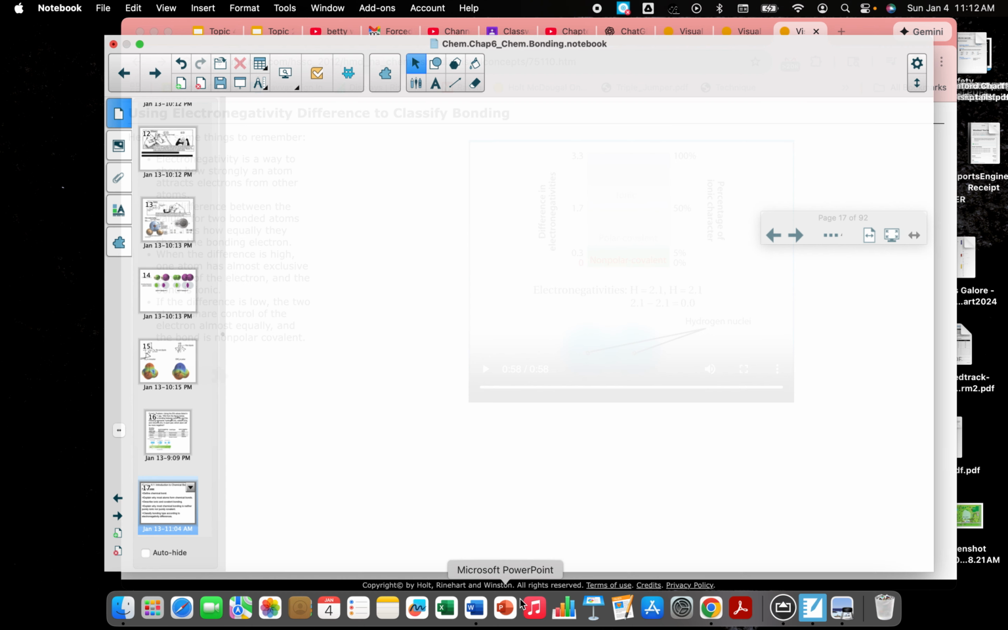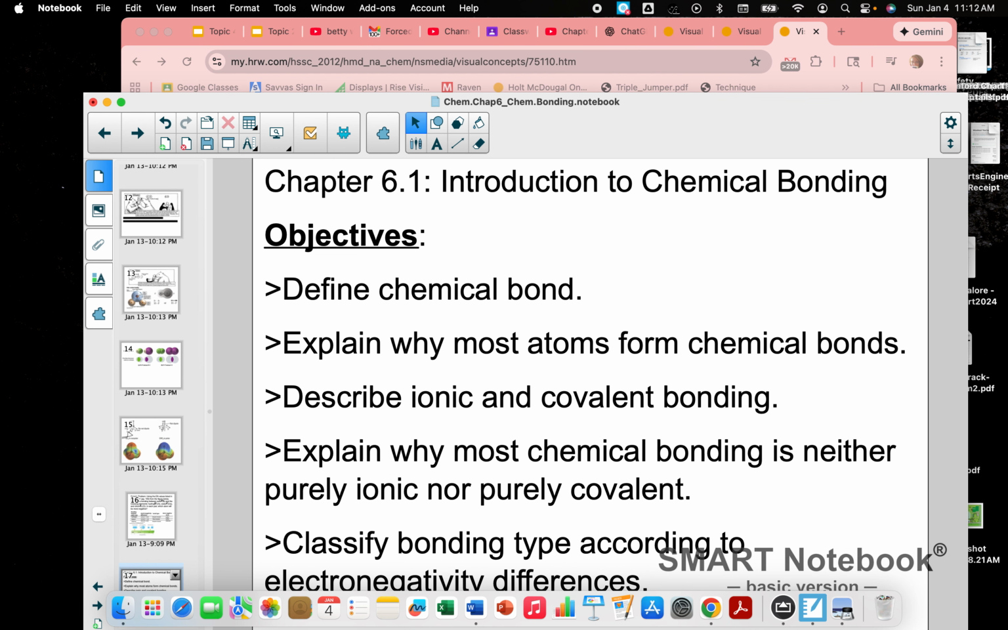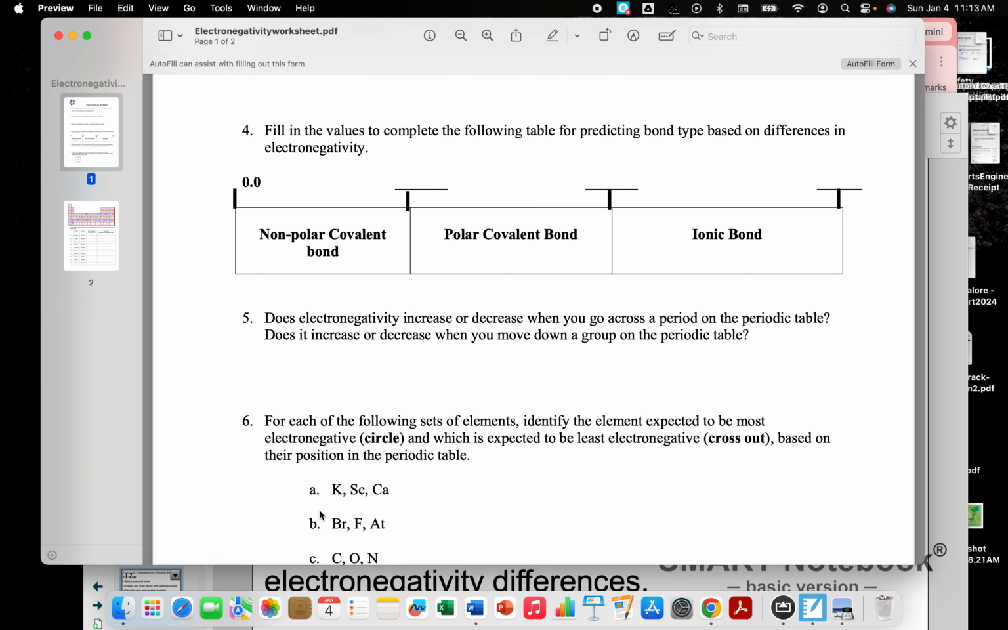Okay, so I'm going to pull up the worksheet here. It's going to look something like this. Some short answer. How are ionic bonds different from covalent bonds? How are polar covalent bonds different from nonpolar covalent bonds? How do we use electronegativity to determine polarity? Here I'm going to give you the answers. 0.5, 2.1, 3.3. What's the trend for electronegativity? I just said that in this lecture.